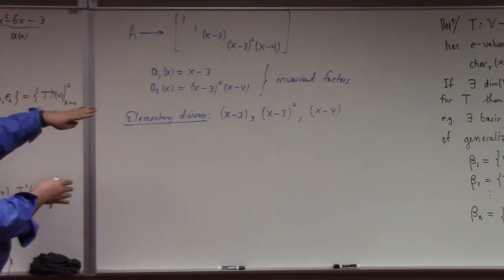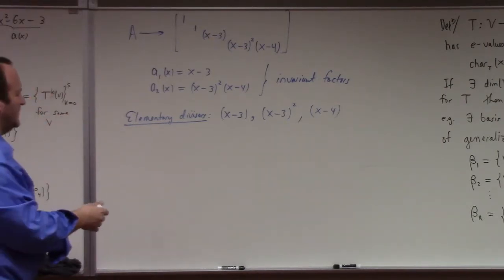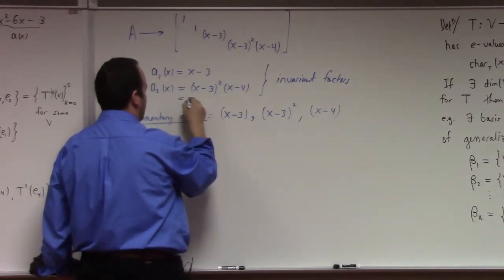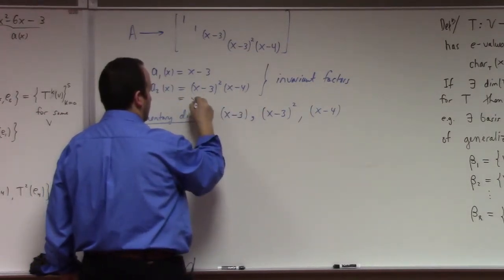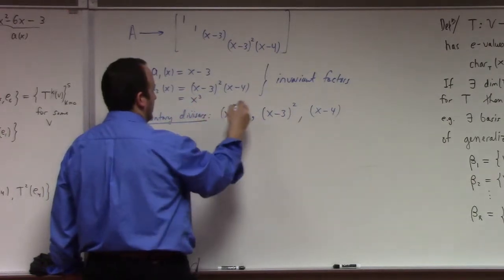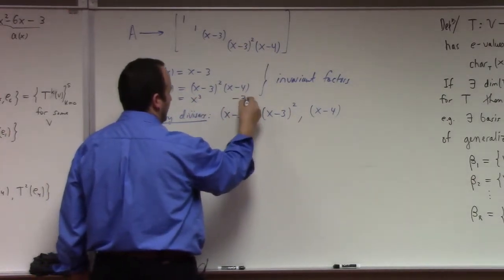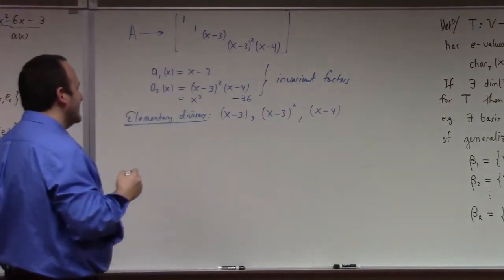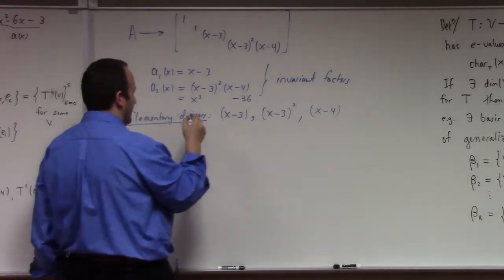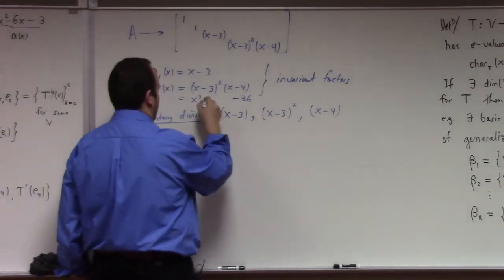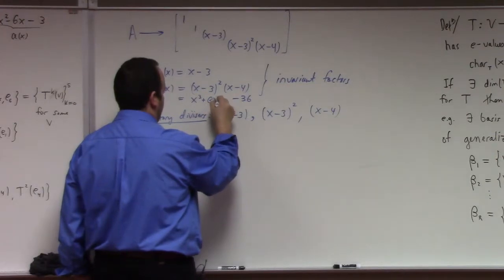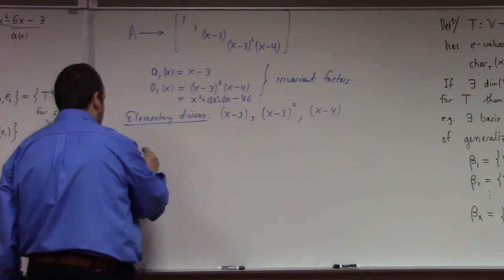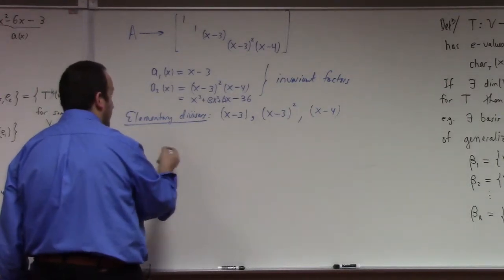So from the invariant factors, I have to multiply that thing out. Can you tell me what this multiplies out to? I'll do the easy part, x cubed, and minus 36, help me out. Plus x squared plus x. There we go. So the rational canonical form for this is what?